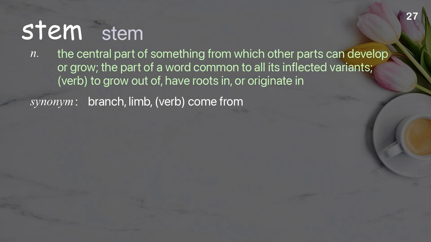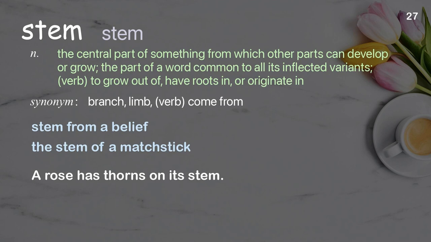Stem. The central part of something from which other parts can develop or grow. The part of a word common to all its inflected variants. Verb: to grow out of, have roots in, or originate in. Examples. Stem from a belief. The stem of a matchstick. A rose has thorns on its stem.